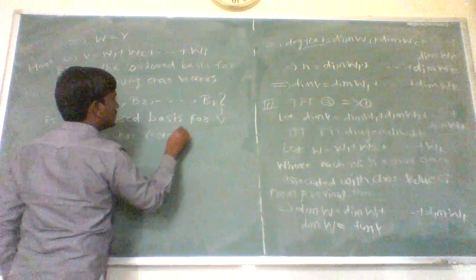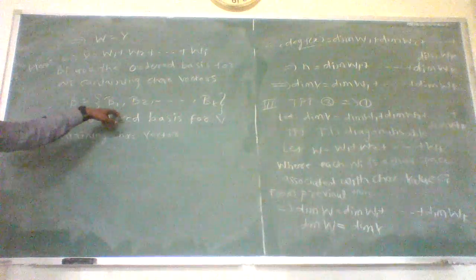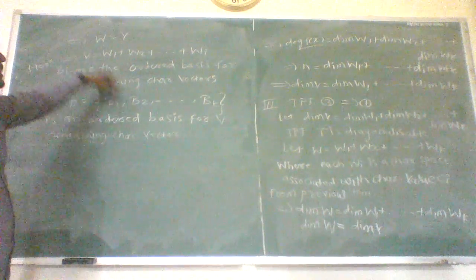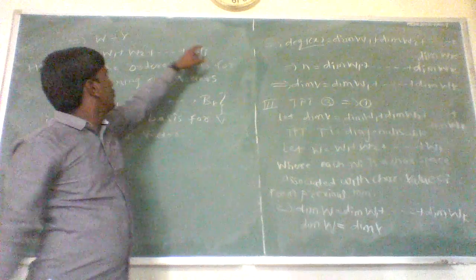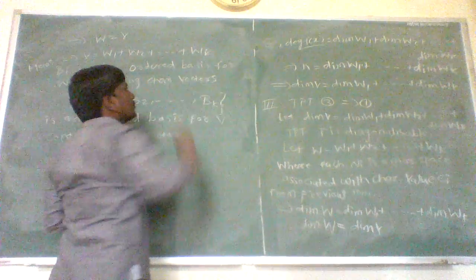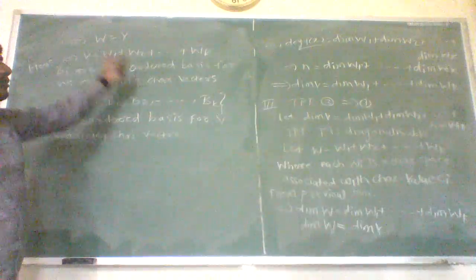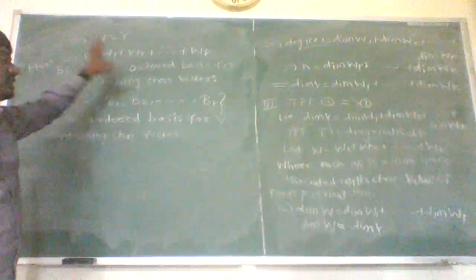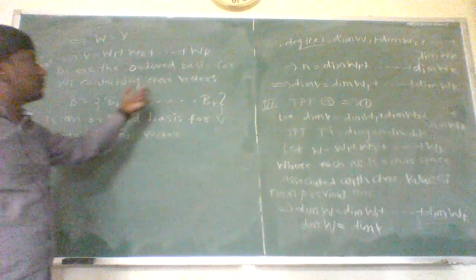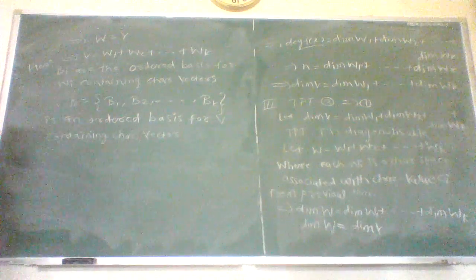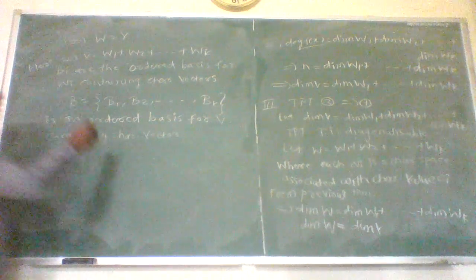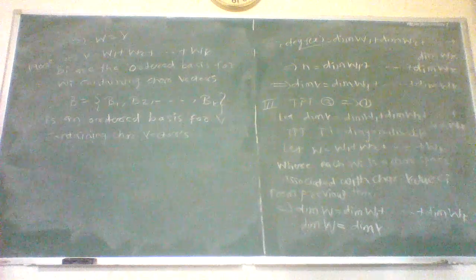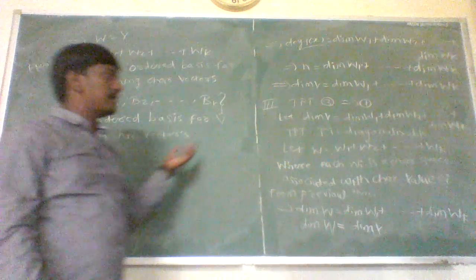Since curly B1, curly B2 up to so on curly Bk are the bases for the spaces W1, W2 up to so on Wk, and these W1, W2 up to so on Wk are the characteristic spaces associated with the characteristic values ci, and characteristic spaces are nothing but the collection of characteristic vectors, therefore this B1, B2 up to so on Bk contains characteristic vectors.